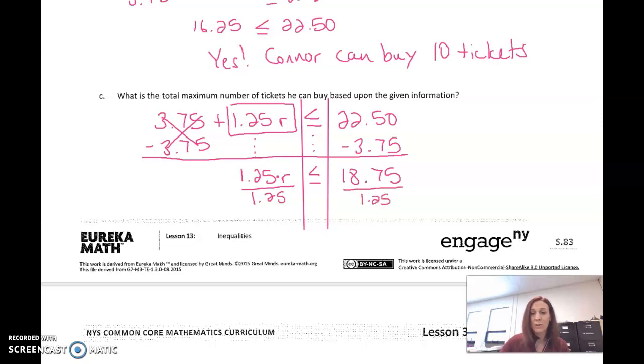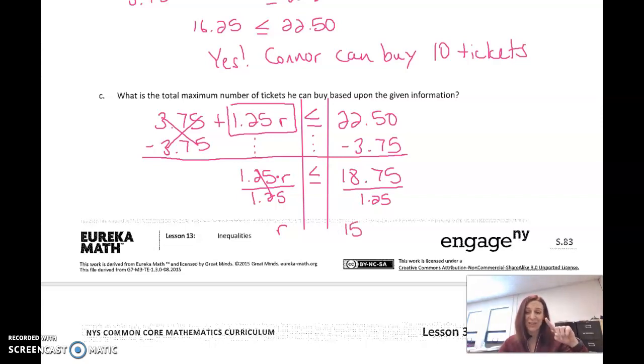Okay? 1.25 divided by 1.25 is 1r. And if you grab your calculator and go 18.75 divided by 1.25, you get 15. Now, there is going to be something later on we're going to talk about with solving inequalities.